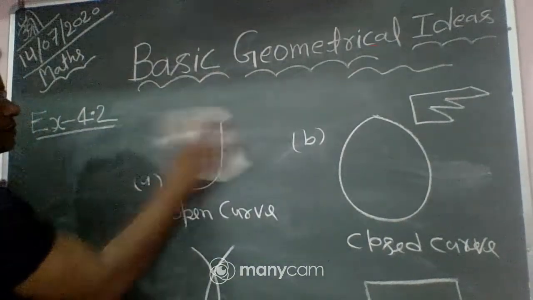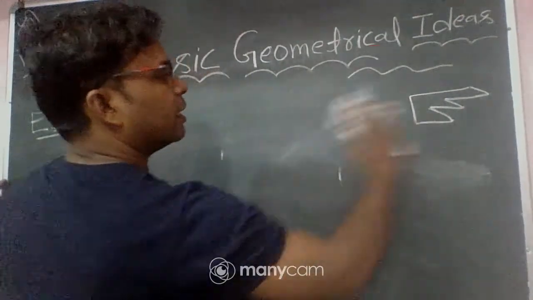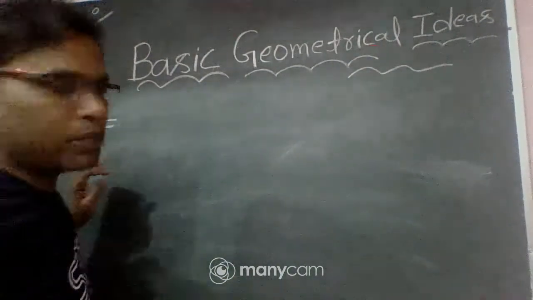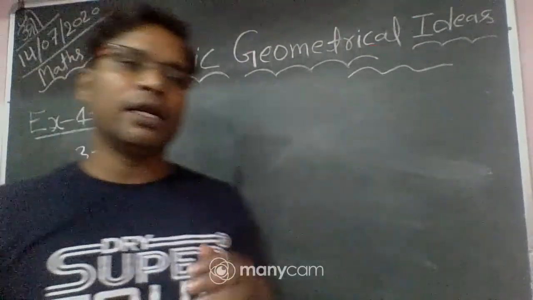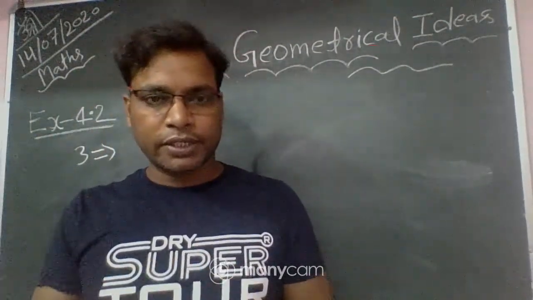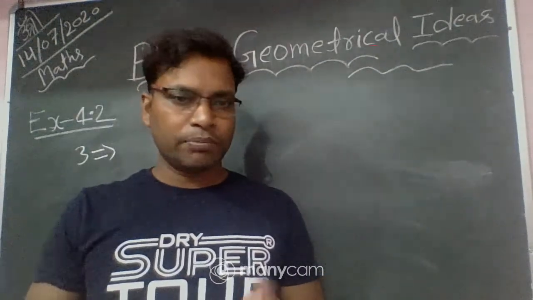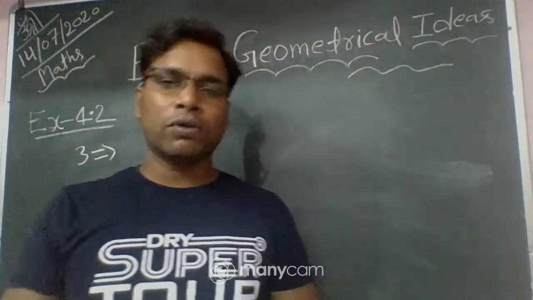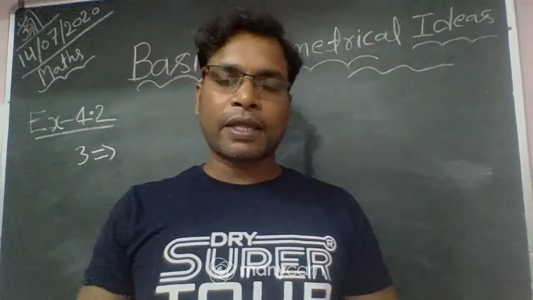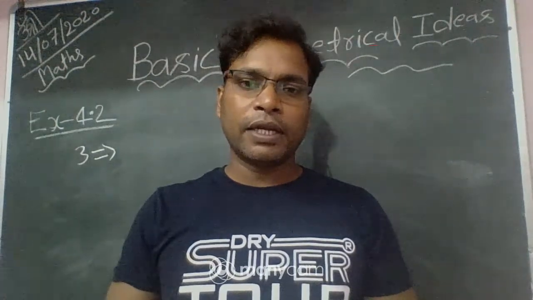What is a polygon? A simple closed curve which is made entirely of line segments is called a polygon. First, we need to know what a simple closed curve is. A closed curve which does not cross itself is called a simple closed curve.